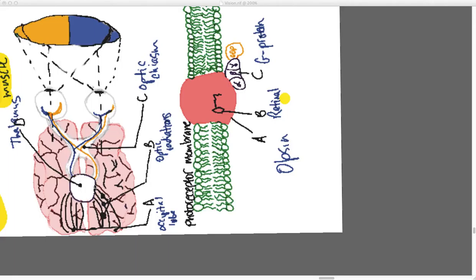And they are going to go to the LGN of your thalamus, the lateral geniculate nucleus. And there are different layers of this nucleus in your thalamus. About 10% of your retinal neurons go to the superior colliculus, that's in the midbrain area.